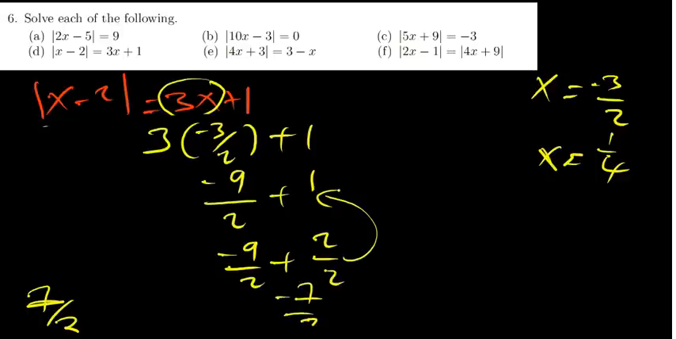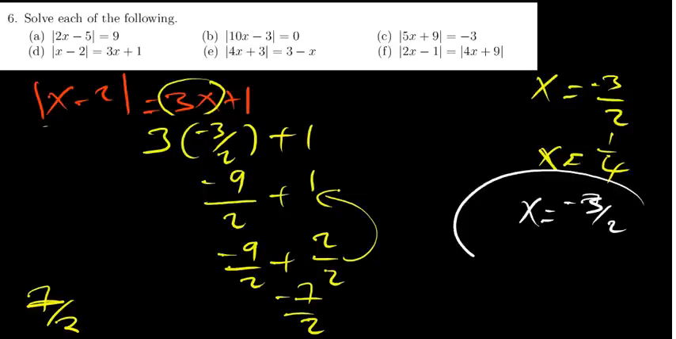Am I getting the same? No. Because here I don't have modulus, it is giving me negative 7 over 2. Therefore, x equal to negative 3 over 2 is not the solution for this equation. Then I have to test another answer, which is 1 over 4, to see if it's going to give me the same.